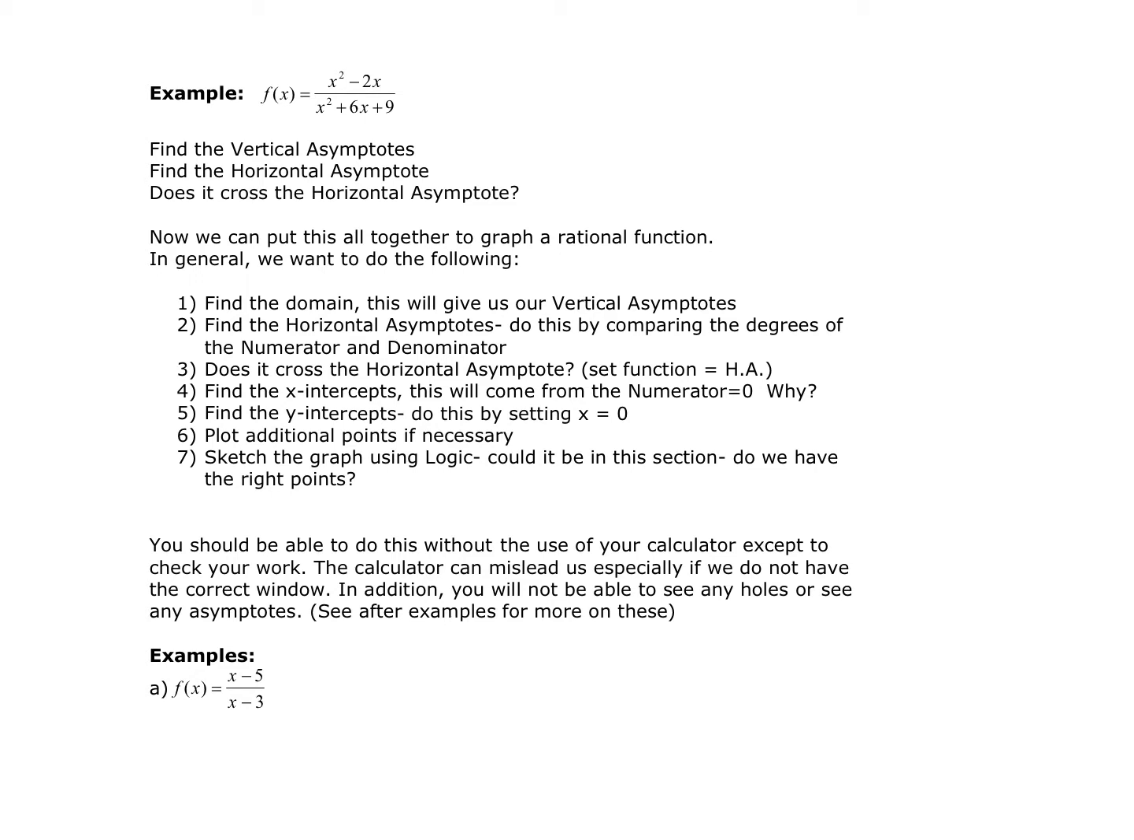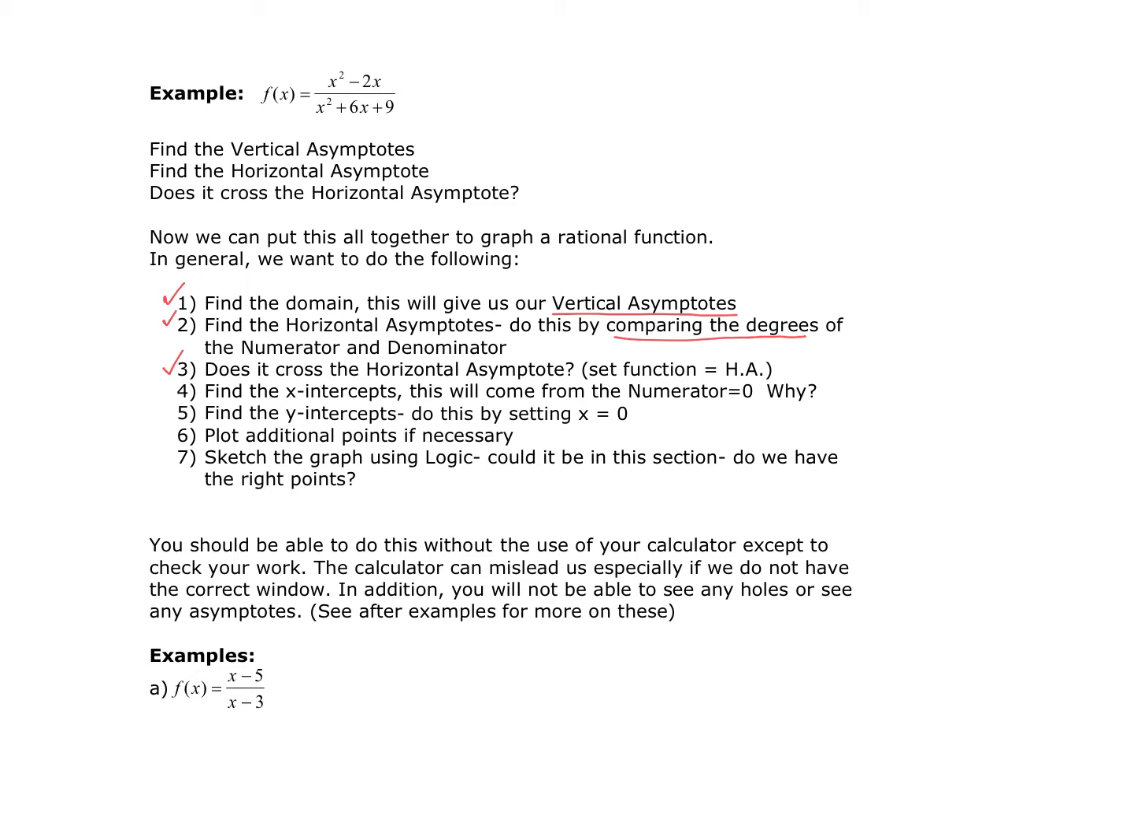So in general, we want to do the following. We want to first find the domain. And as we saw before, that will give us our vertical asymptotes. Then we want to find our horizontal asymptotes, which we do by comparing the degree of the numerator and the denominator. Once we have our horizontal asymptote, we want to know if it crosses, so we set the function equal to the horizontal asymptote and solve. That will give us all of our asymptotes.